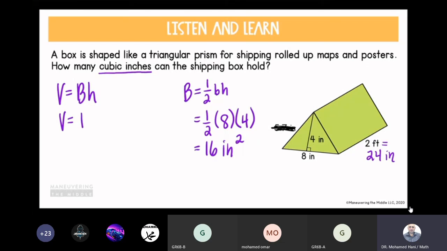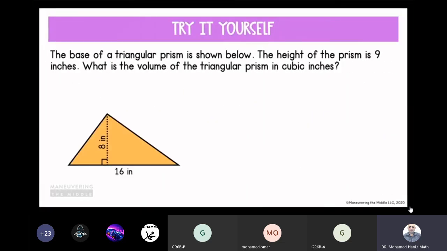I'm going to go back to my original equation. I know that the area of the base, or big B, is represented by 16. And then I've already converted the height of my prism to be 24 inches. So now I just have to multiply, and I will find that the volume of the triangular prism is 384 inches cubed. Let's do one more.